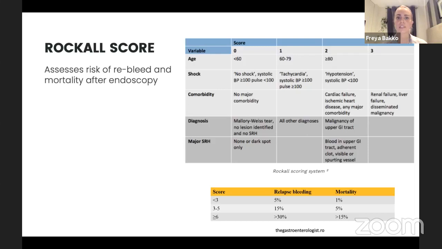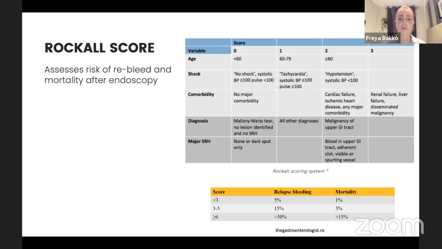So the Rockall Score takes into account the patient's age, whether they've had any signs of shock, so if their blood pressure has been low, or they've had a tachycardia. Do they have any comorbidities, in particular cardiac disease or renal disease? What is the diagnosis of the bleed? So a Mallory-Weiss tear has quite a low mortality risk, whereas malignancy has a high mortality risk. And what are the biopsy results as well?